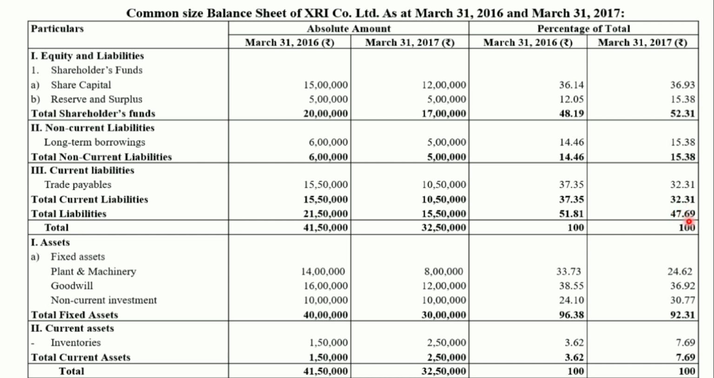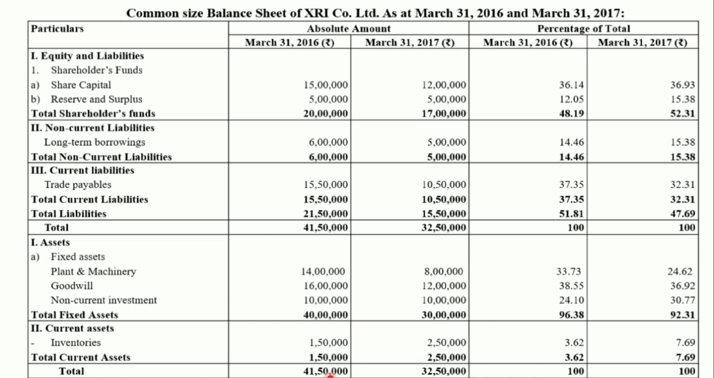Here 47.69%. Similarly, again here also we have to find out the percentage of the component of assets with the total assets. Here 33.73% of the total assets. 14 lakh divided by 41 lakh 50,000 into 100, that is 33.73%. Again for 2017 is 24.62%, that is 8 lakh divided by 32 lakh 50,000, that will give 24.62%. This is in percent and this is the absolute figure.